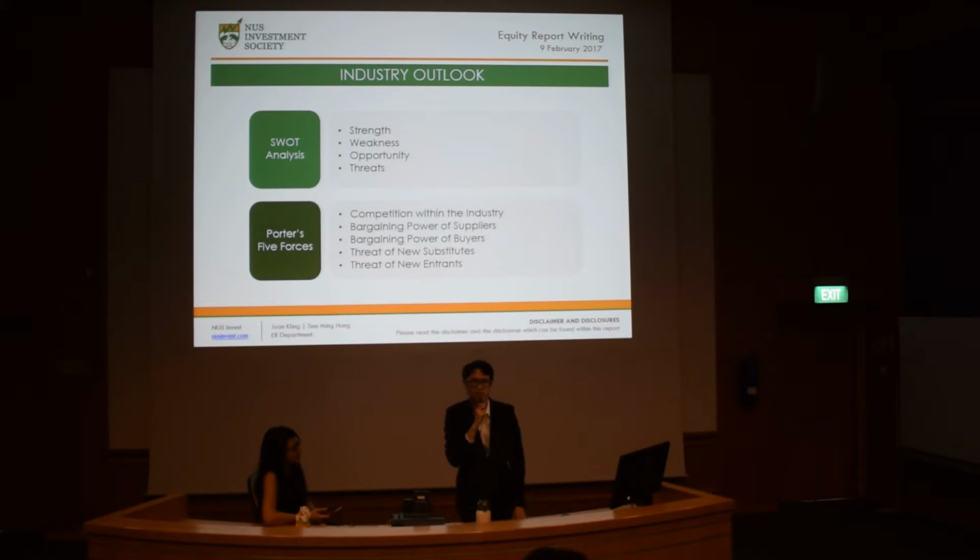So the next section we want to talk about is the industry outlook section. For this section, we want to examine the health and competitive positioning of the company in a specific sector. For this, we have 2 frameworks that we can use. First is the SWOT analysis. Second is Porter's 5 forces analysis. Similarly, all this information is readily available. You can look them up in the industry reports and the company's annual reports.